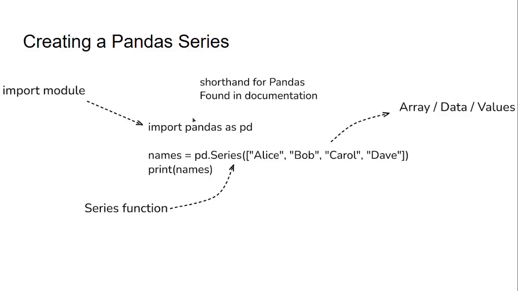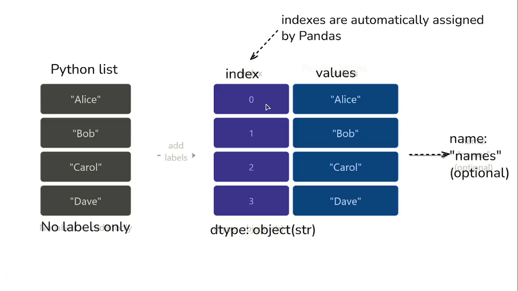When we want to create a Pandas Series, we use the import statement where we import the pandas module as pd. pd is shorthand for pandas, which is also found in the documentation. We have the Series function that exists in pandas, and we pass our data array of values into the Series. So when we print the Series, we see the index 0, 1, 2, 3 and the values Alice, Bob, Carol, and Dave. Indexes are automatically assigned by pandas, and the data type is also assigned, where we see the data type is string.